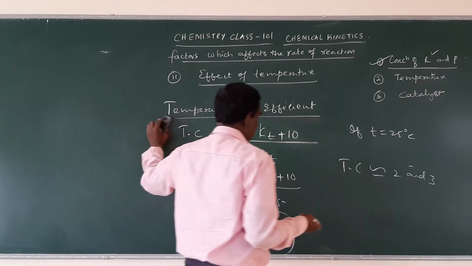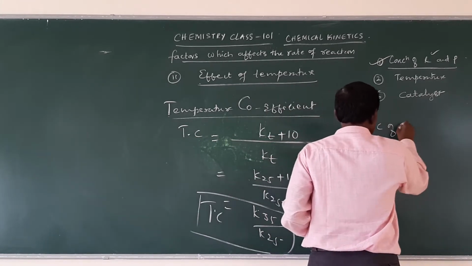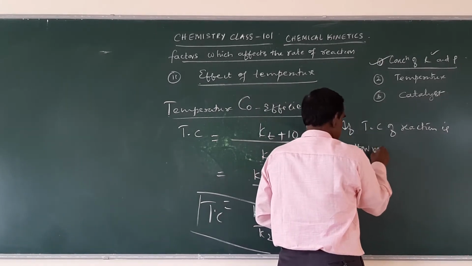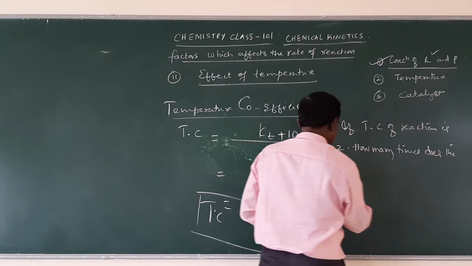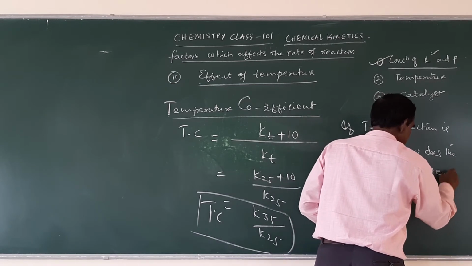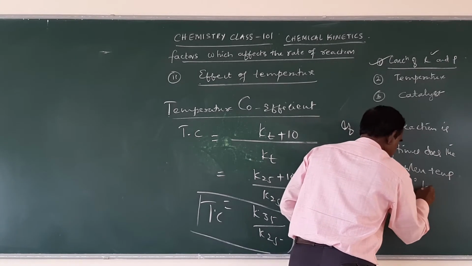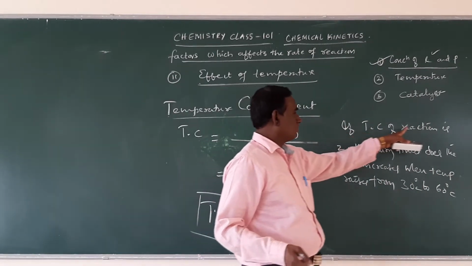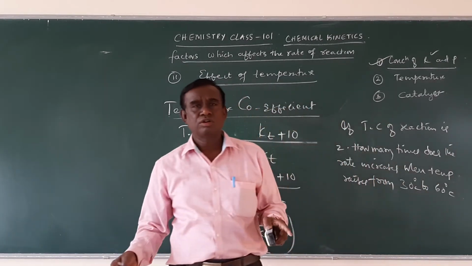So for example, if the temperature coefficient of a reaction is 2, how many times does the rate increase when the temperature rises from 30 degrees Celsius to 60 degrees Celsius? So this is one example problem.